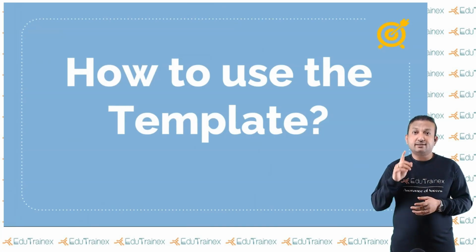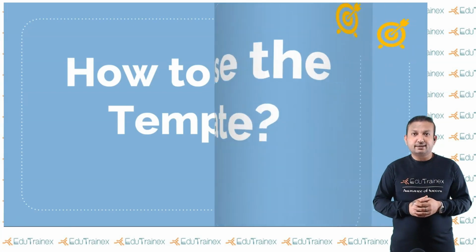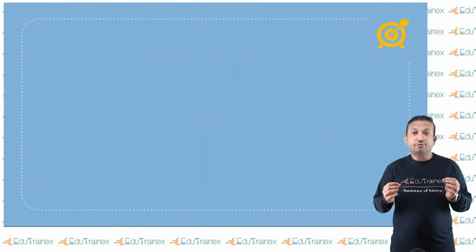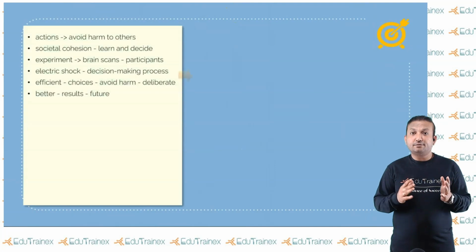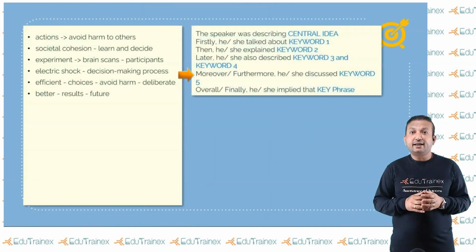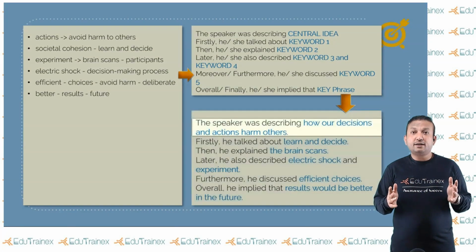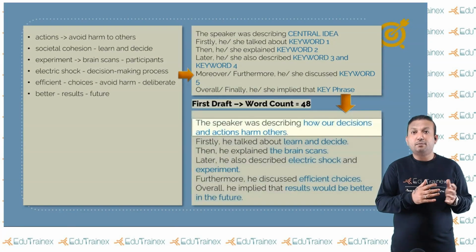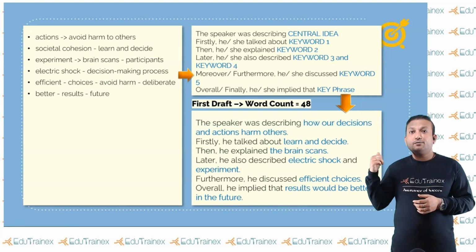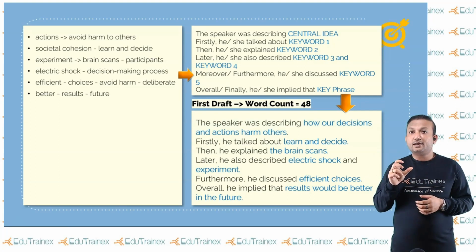So I would say this is the most important keyword. Next, I will use my notes to fit into the template. In the first draft, I'll put the main idea in the first sentence: the speaker was describing how our decisions and actions harm others. And for the other sentences, I have just noted down the keywords.